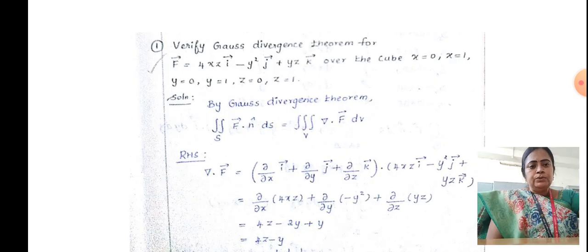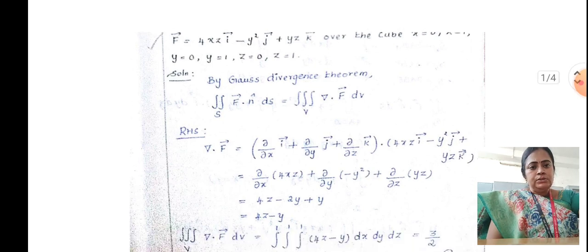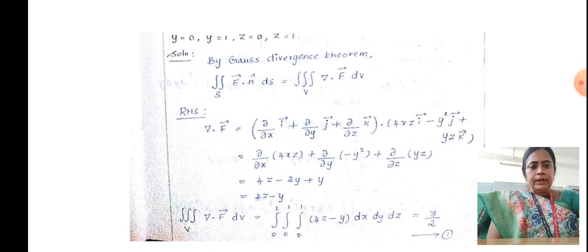Differentiating 4xz with respect to x, we get 4z because differentiation of x is 1. Similarly, when you differentiate minus y square with respect to y, you get minus 2y, plus differentiating yz with respect to z, you get y. When you add all those three terms, you get 4z minus y. Now let us substitute this del dot f in the right hand side portion. Triple integral of del dot f, which is 4z minus y, into our dV, which is dx dy dz, and the limits are 0 to 1, 0 to 1 and 0 to 1.